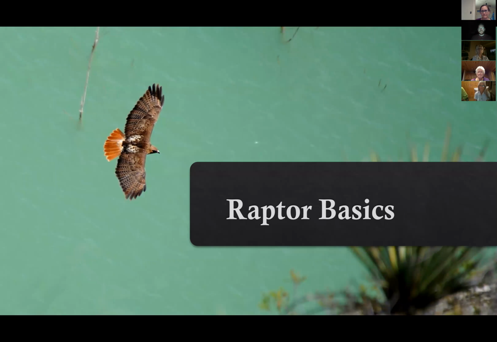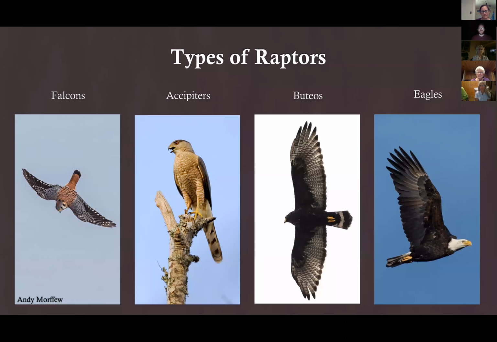So now getting into the basics, the basic tools we use for identifying raptors. For the purposes of this presentation, I'm going to group raptors into 4 general categories: falcons, accipiters, buteos, and eagles, etc. There's a few kind of oddball species that don't really fit nicely into any of these categories, but I kind of threw them in at the end. And we'll get into more details about each of these.